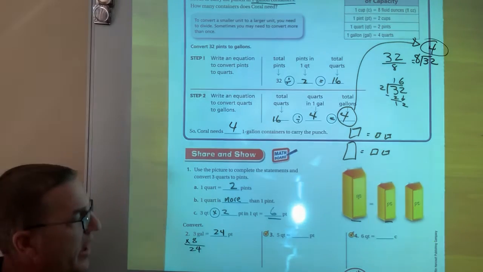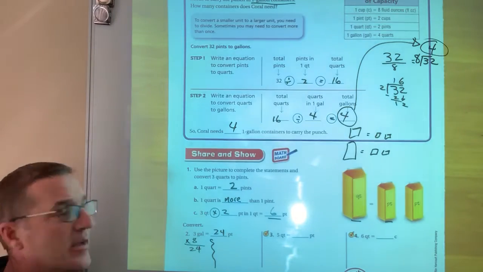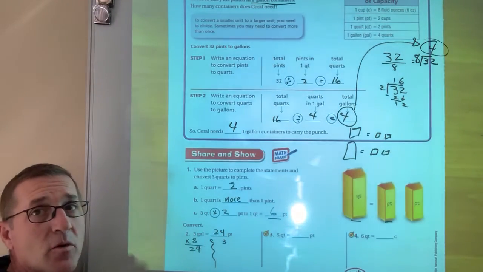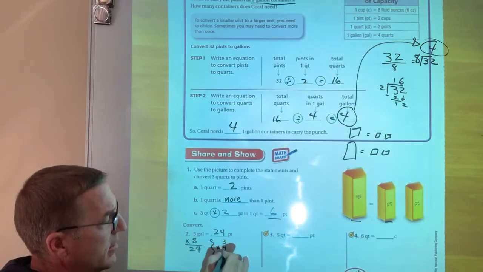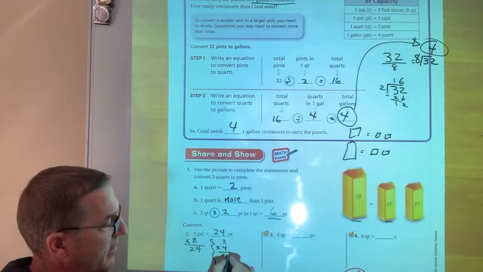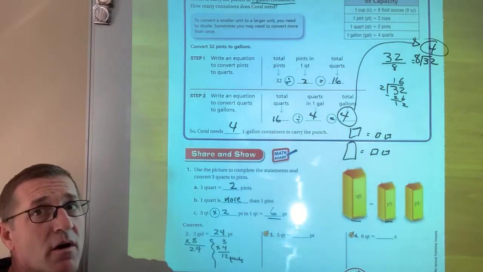Okay? The other way to do it, and I'll just show it quickly here, is if I take my gallons, how many quarts are in a gallon? 4. So 3 times 4 would be 12. But I'm not done because now I've got quarts. And I've got to go from quarts to pints. Well, how many pints are in a quart?